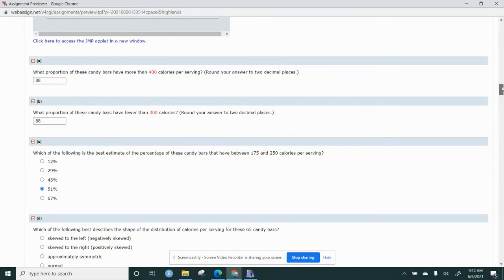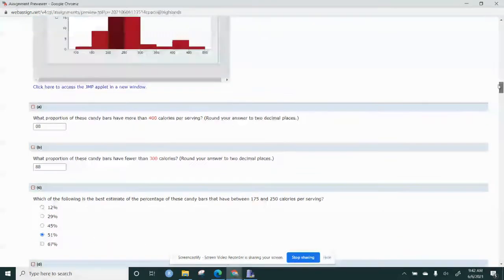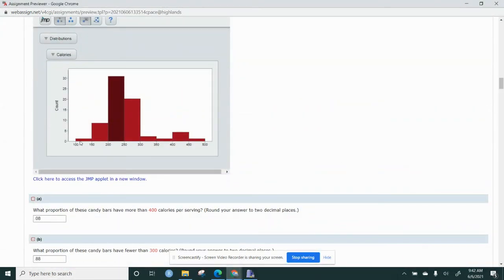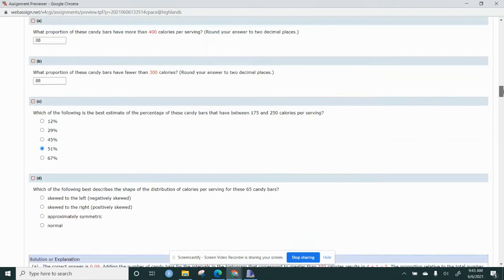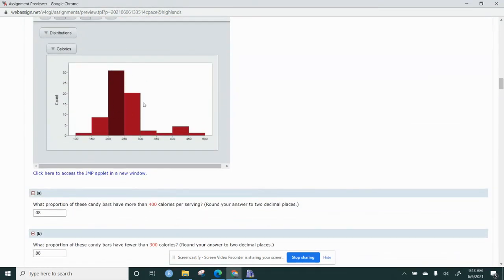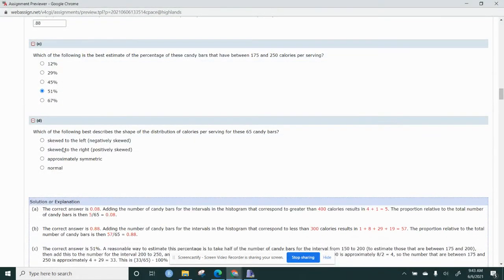All right, the last question asks, what is the best way to describe this graph? I have a lot of data here at 300 and below, but then I have data up here. So think of this graph as skewed to the right, or positively skewed, because with skewed to the right, most of the data is on the left-hand side, and there's a little bit of data on the right-hand side. So for this one, it's skewed to the right. All right, so let's talk about number 8.